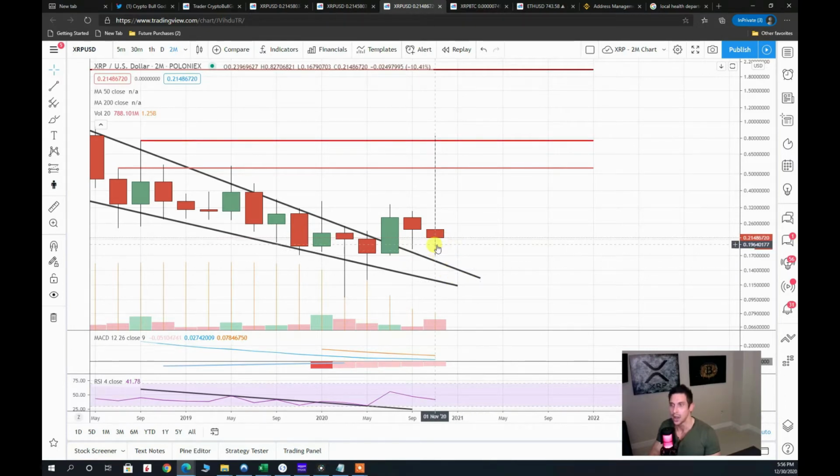So you really want to ideally see this 2-month candlestick close above where we opened at 23.97 cents. So above 24 cents is where you want to see it. 24 cents seems to be a very key area for this month.